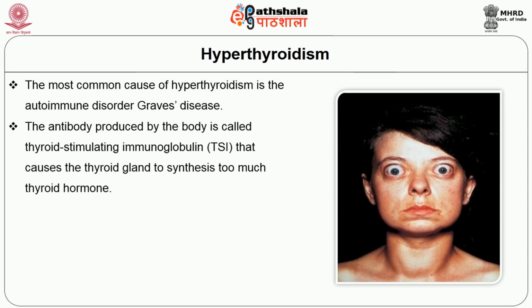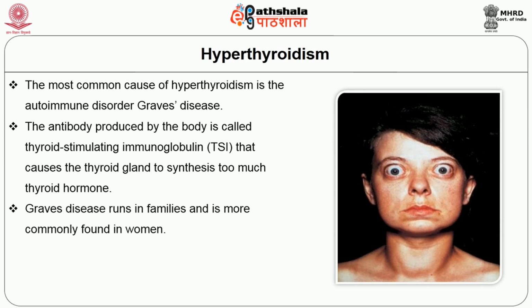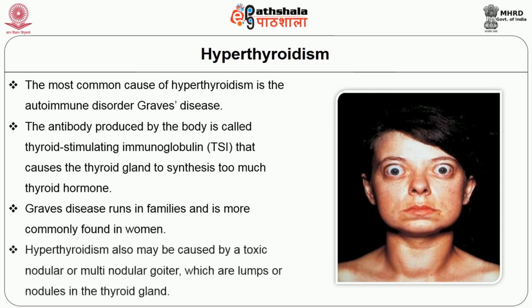So here in Graves' disease, the antibody produced in the body is called TSI, thyroid stimulating immunoglobulin, that causes the thyroid gland to synthesize too much thyroid hormone. This Graves' disease runs in families and is more commonly found in women. Hyperthyroidism also may be caused by a toxic nodular or multinodular goiter. That means the patient will have lumps or nodules in the thyroid gland.